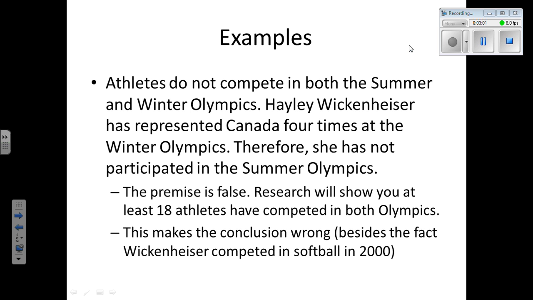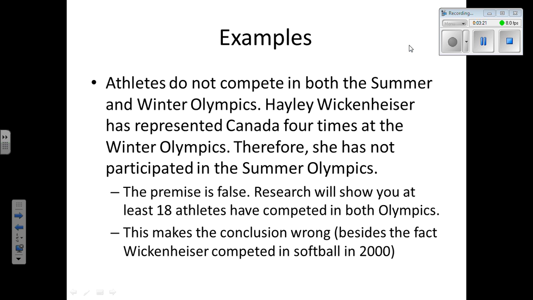Examples. So now we are on page 30. So please turn to page 30. Athletes do not compete in both the Summer and Winter Olympics. Haley Wickenheiser has represented Canada 4 times at the Winter Olympics. This would make it 5. Therefore, she has not participated in the Summer Olympics.